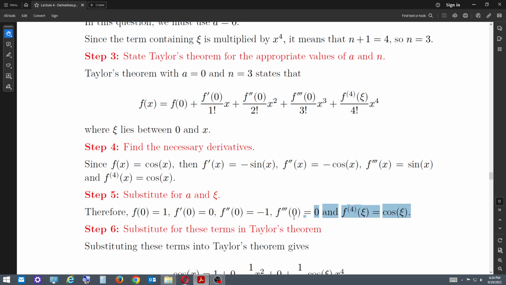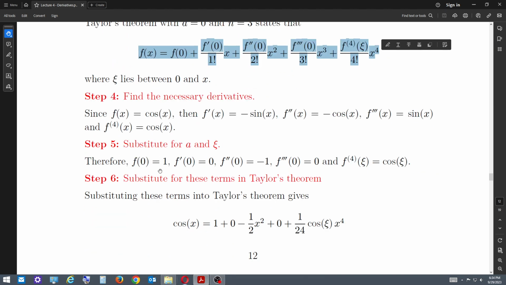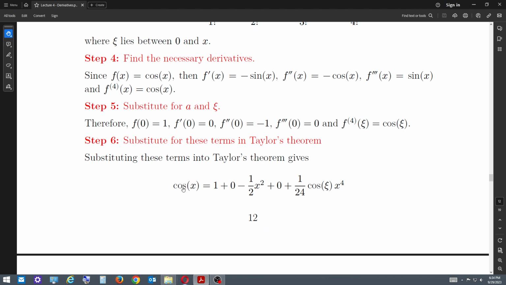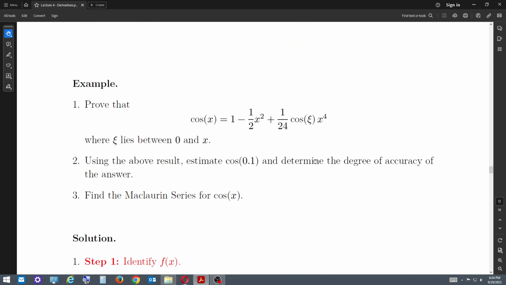So we're going to take these and substitute them into this equation. Note that f of x is equal to cos of x. After we substituted, this is what we get, and then we can simplify. We end up with 1 minus a half x squared plus 1 over 24 cos of xc x to the power 4, which is exactly what we needed to prove. Always double check, make sure that you have what you're supposed to prove. Make sure that everything matches.